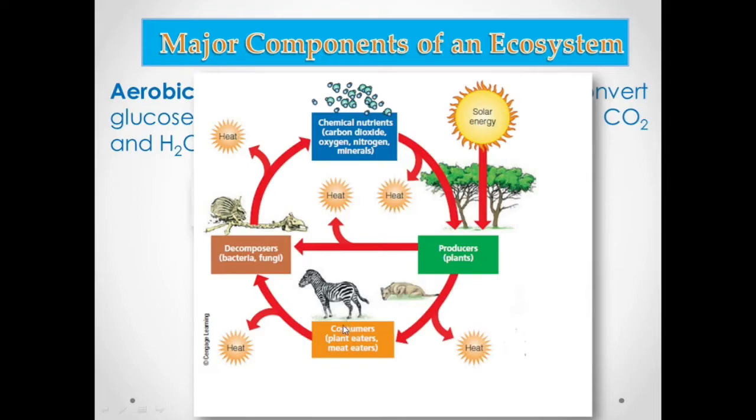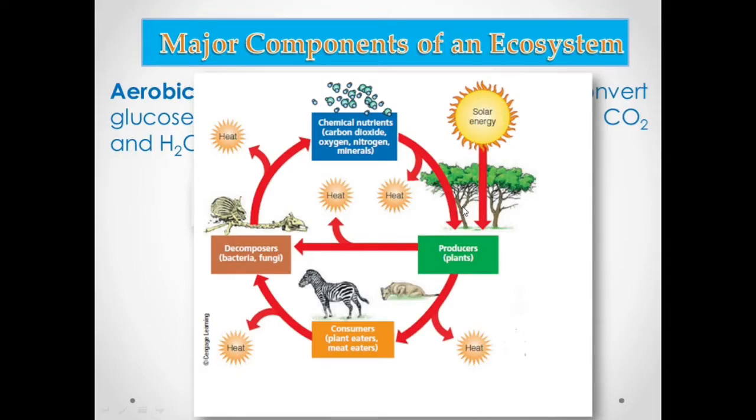So they use up that glucose for energy, and aerobic respiration also produces carbon dioxide, which goes to the atmosphere and is absorbed by the plants again. Another thing: if the animals or the consumers die, they will be decomposed by bacteria, and this process of decomposition also releases carbon dioxide into the atmosphere, which is also used up by the plants.